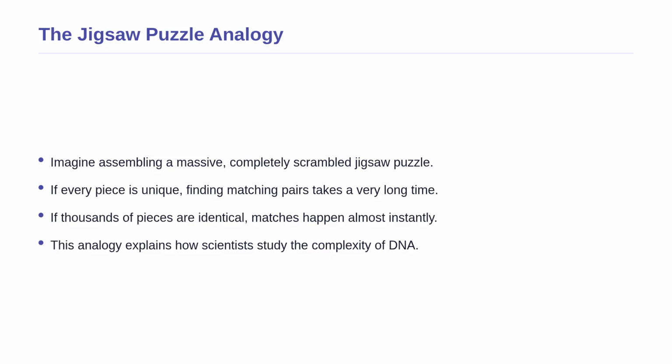Now that we know what we are studying, let us start with a simple analogy. Imagine you are trying to put together a massive jigsaw puzzle that has been completely scrambled. If every single piece of the puzzle is completely unique, it will take you a very long time to find the matching pairs. However, if the puzzle consists of thousands of identical blue sky pieces, you will start finding matches almost instantly because any blue piece can connect to another.